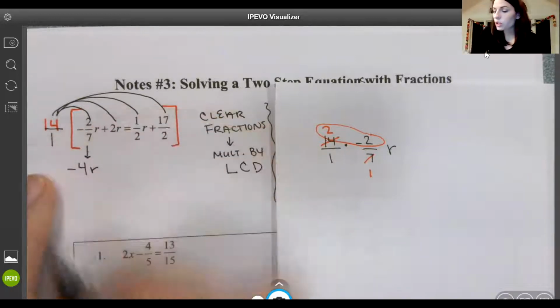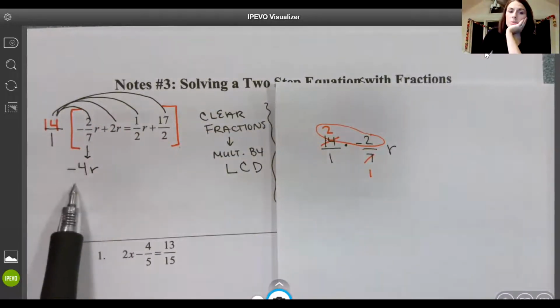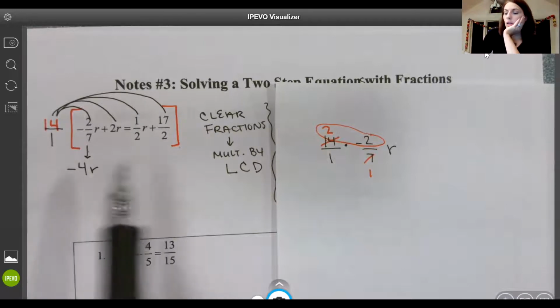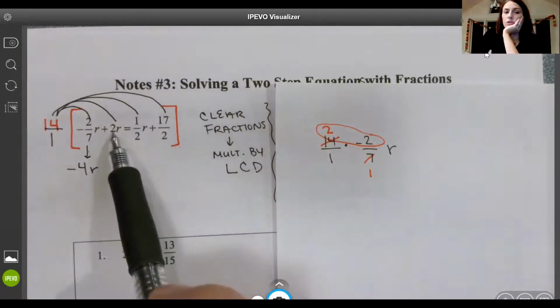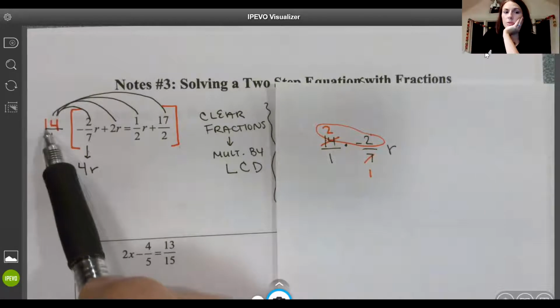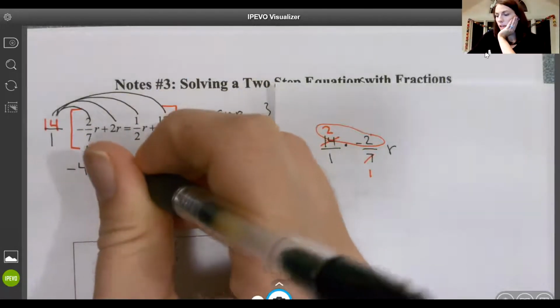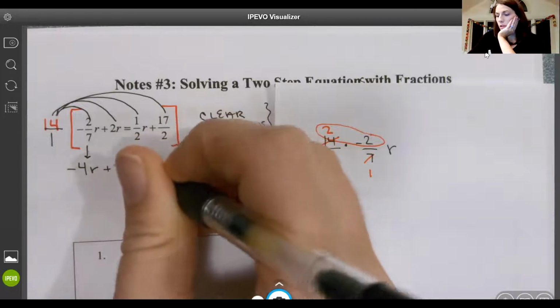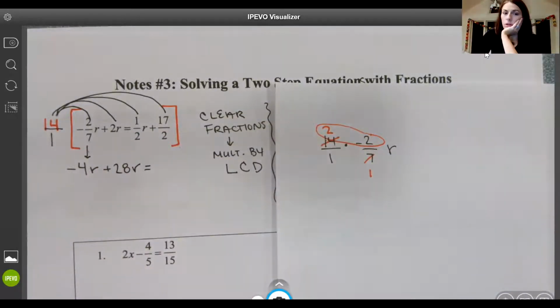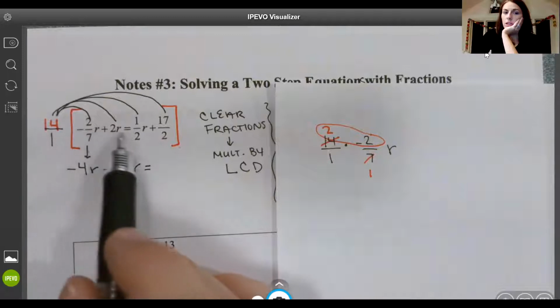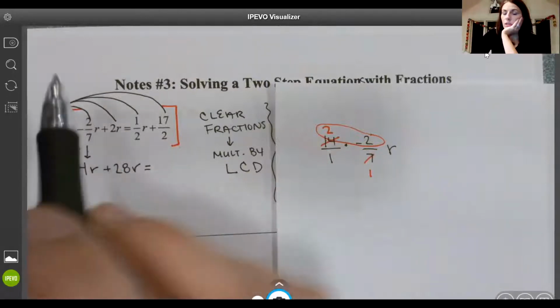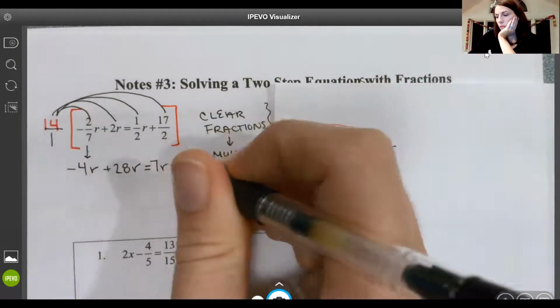Okay, so this first term, when I multiply by 14, becomes negative 4r. The second term is just 2r. So 2r times 14 is just going to become 28r equals, and now I have 14 times 1/2r. Well, half of 14 is 7r.